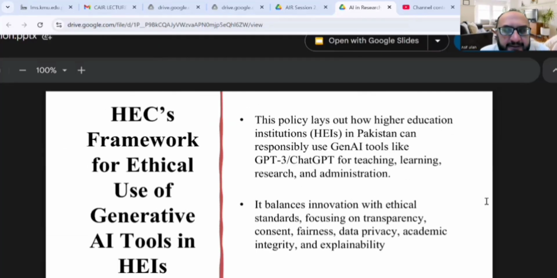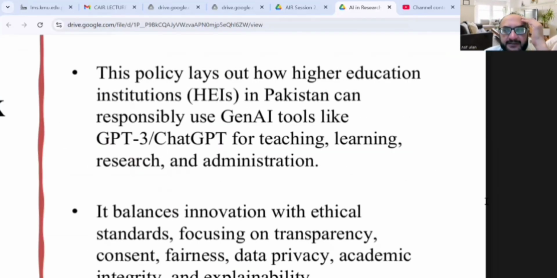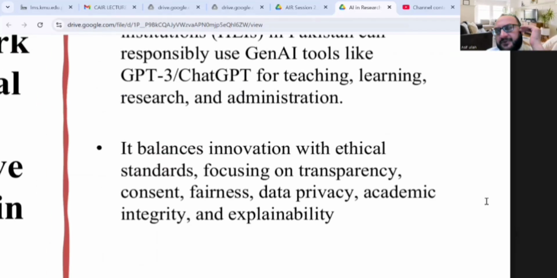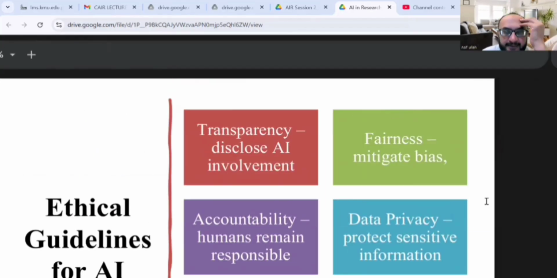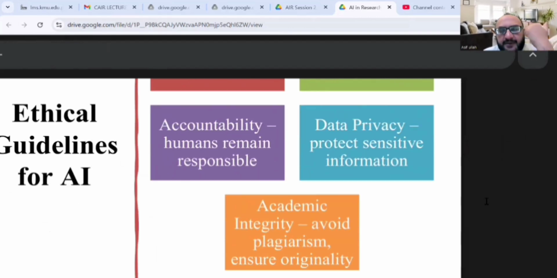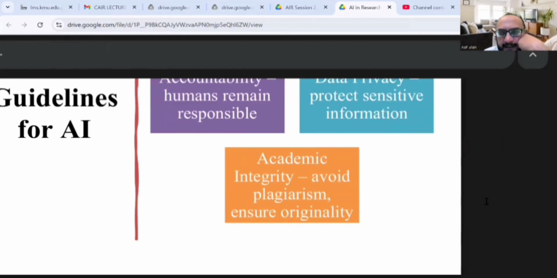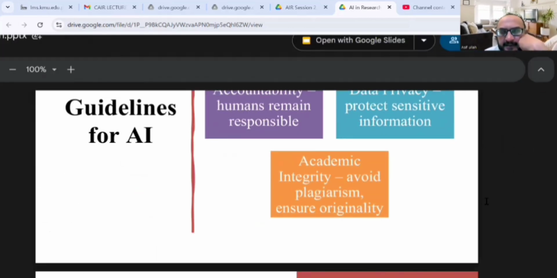HEC has its own framework for ethical use of generative AI, and this policy lays out how higher education institutions in Pakistan can responsibly use Gen AI tools like GPT-3, ChatGPT for teaching, learning, and research. The HEC policy balances innovation with ethical standards, focusing on transparency, fairness, data privacy, academic integrity, and explainability. Transparency: disclose AI involvement. Fairness: mitigate bias. Accountability: humans remain responsible. Data privacy: protect sensitive information. Academic integrity: avoid plagiarism, ensure originality.